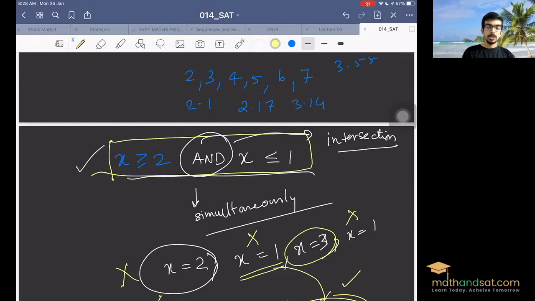Yes? So it may not be the case always that you have an infinite number of solutions to an inequality. You can have no solution. Okay, you can have no solution. Got it? You may have a unique solution.